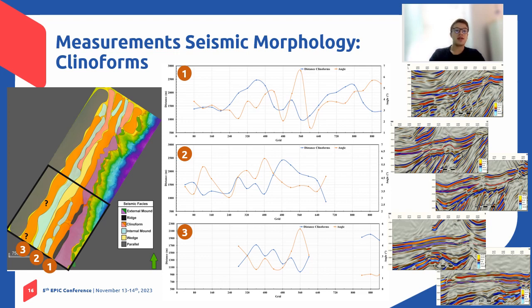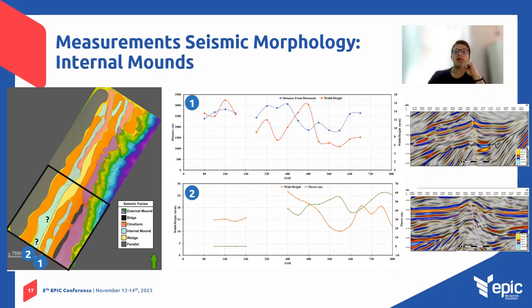angle of those increases. You can see the difference between the angle and the distance in all three cases. For the internal mound, we use the same criteria as for the external mound. The lower the ratio is, the more it should look like a cone. Otherwise, the higher it is, the more it should look like a convex-up disc shape.